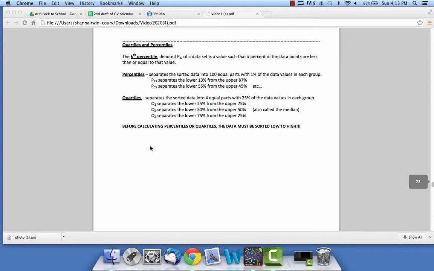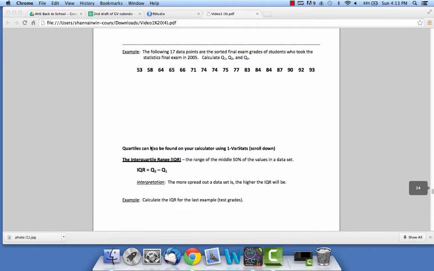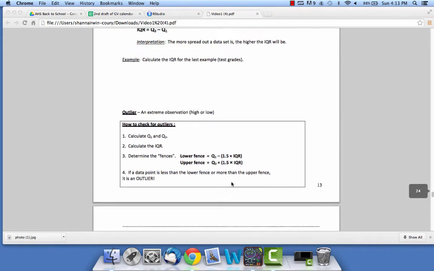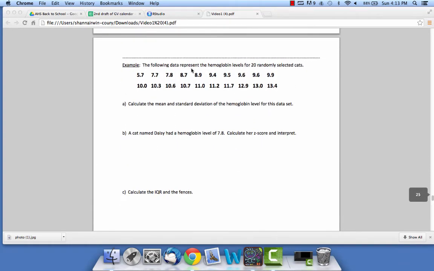Okay, percentiles. I talked about quartiles. I talked about percentiles last time. We did this one. I can't remember if we did this one, so I guess I will go ahead and do it.